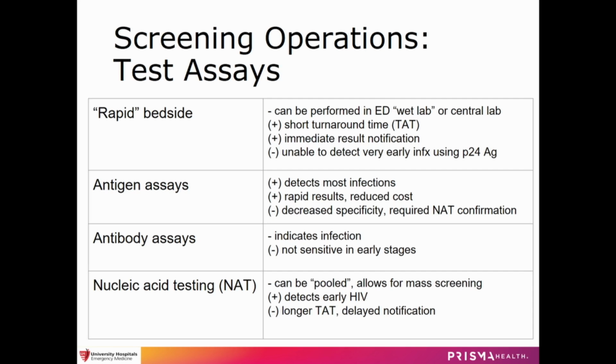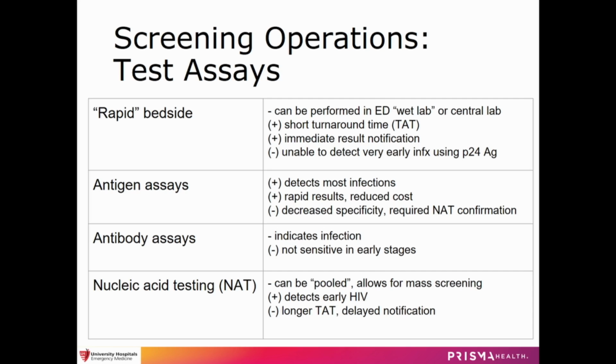And then you've got your antigen tests and your antibody tests. Again, these are all things that we heard about a lot with COVID, right? So with your antigen tests, you are able to detect most infections. Again, it's usually pretty rapid, and the cost is reduced, but you're losing that specificity. When you're looking at your antibody tests, it's not as good for the early stages of infection.